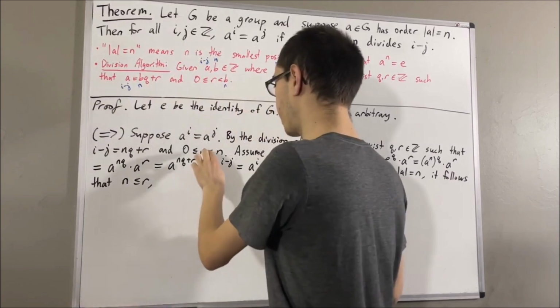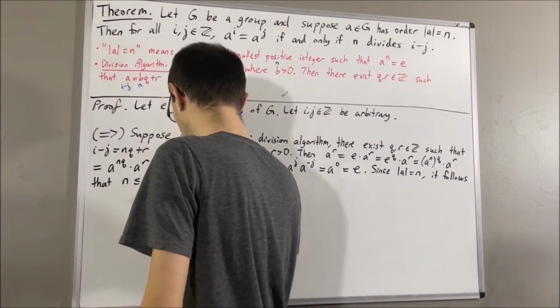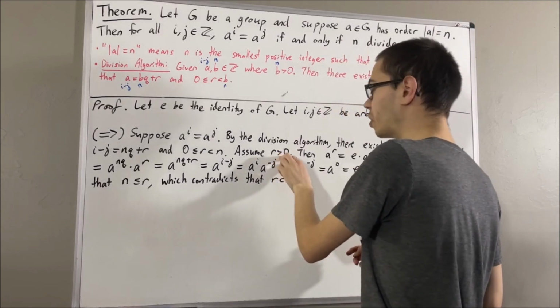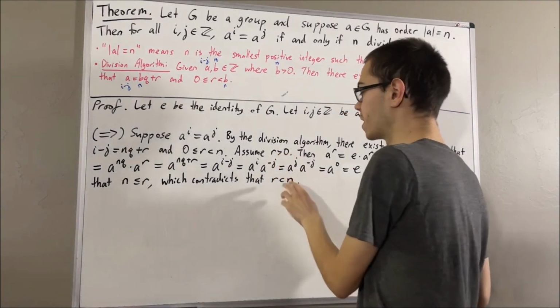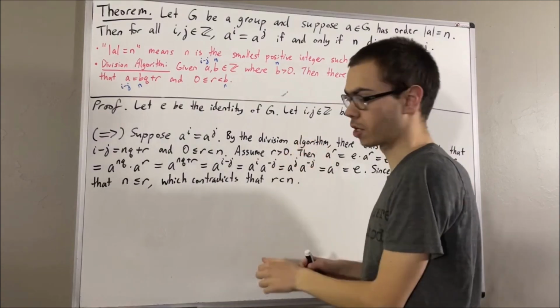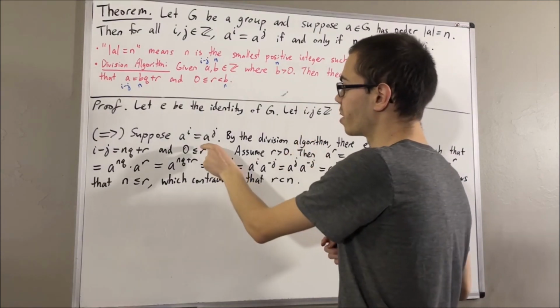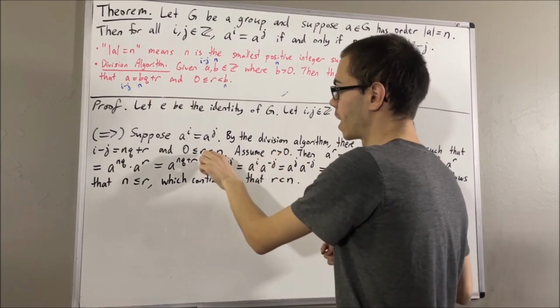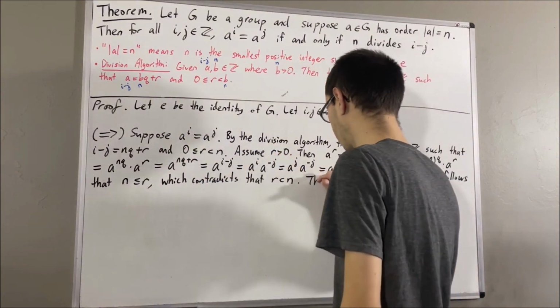But this contradicts the fact that r is less than n. Our assumption that r is greater than 0 led us to a contradiction. So we must instead have r is not greater than 0. Now we know that r is greater than or equal to 0, but we've just eliminated the possibility that r is greater than 0, so we must have r is equal to 0.